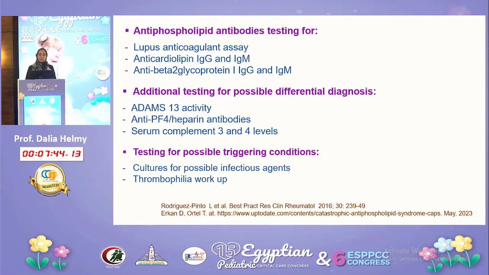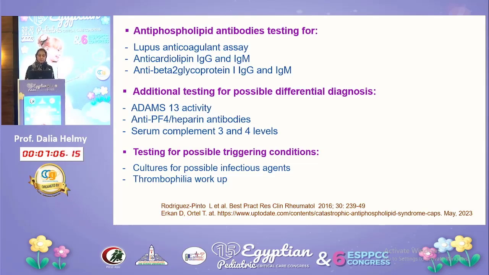Additional testing for possible differential diagnosis, which I have mentioned in the causes of thrombotic storm: ADAMTS13 activity for thrombotic thrombocytopenic purpura, anti-platelet factor 4 heparin antibodies for heparin-induced thrombocytopenia, and serum complement 3 and 4 levels, which are consumed, as we can see in this patient, but we did not complete the immunological pattern. However, isolated deficiency of complement 3 and 4 in these patients does not characterize anything, because they might be deficient in patients with a predominantly microangiopathic pattern.